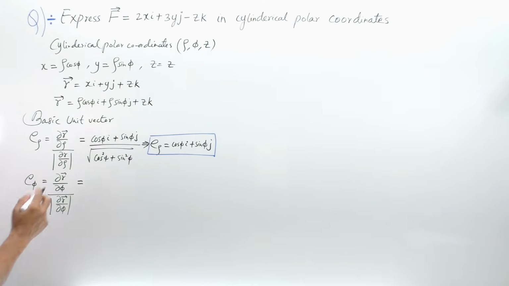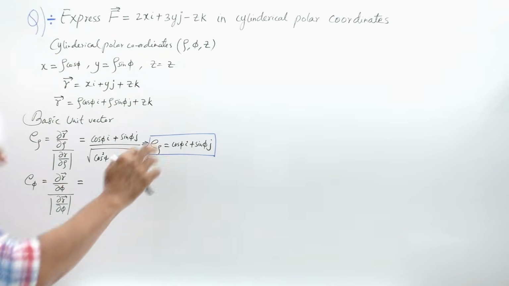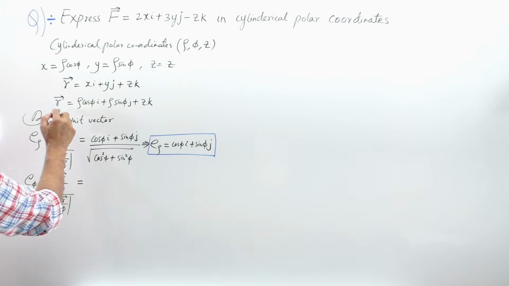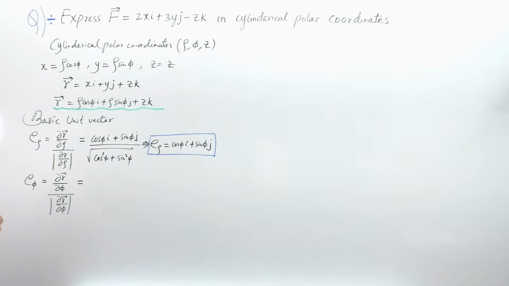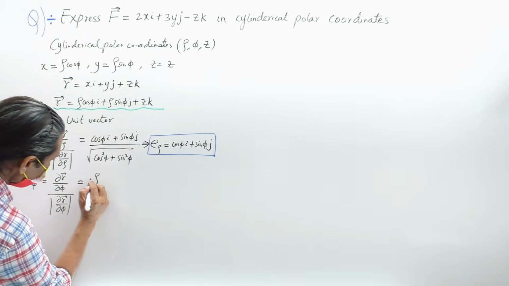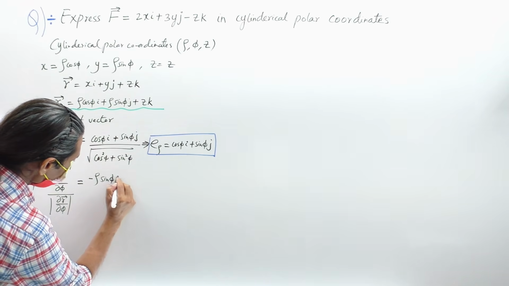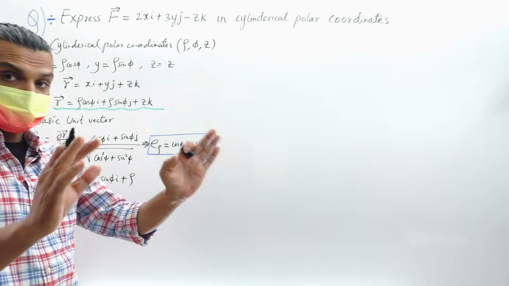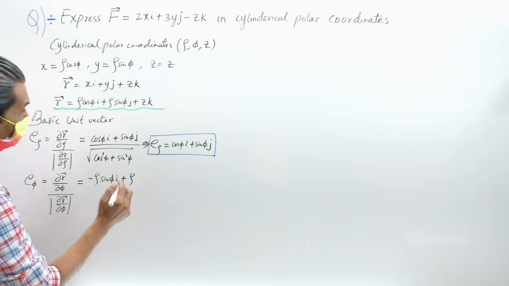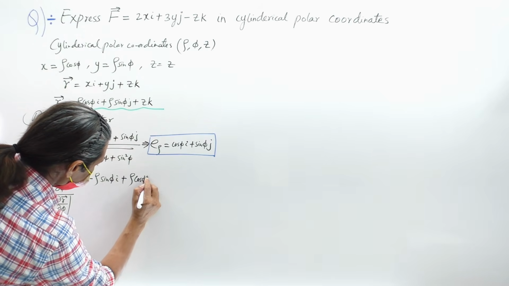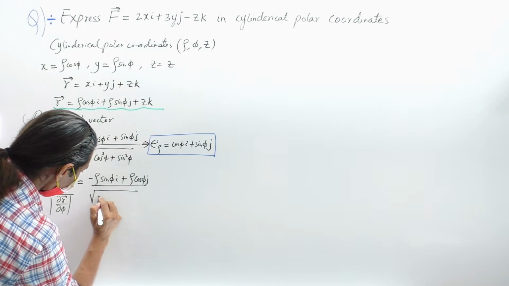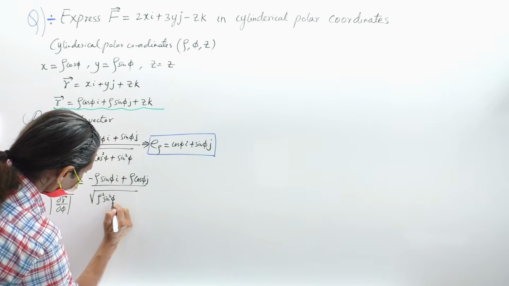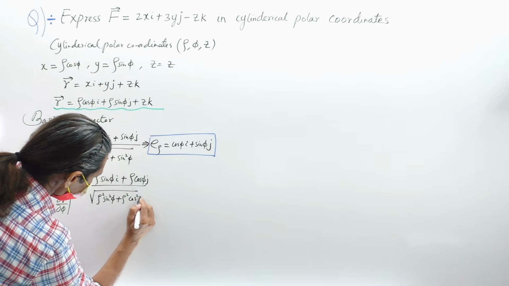Now ∂R by ∂phi. See here, R, we have the vector. Now this R vector we need to differentiate, I'll underline this, with respect to phi. Rho as it is, differentiation of cos phi is minus sin phi into i. Again plus rho as it is. See, we are differentiating only with respect to phi here. So rho as it is, differentiation of sin phi is cos phi into j, whole divided by root of, again, rho² sin² phi plus rho² cos² phi.